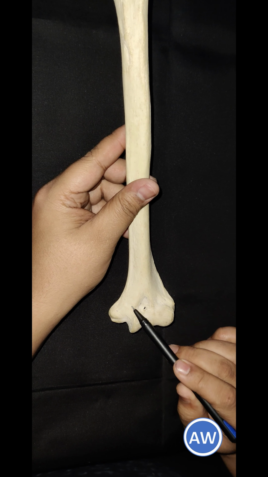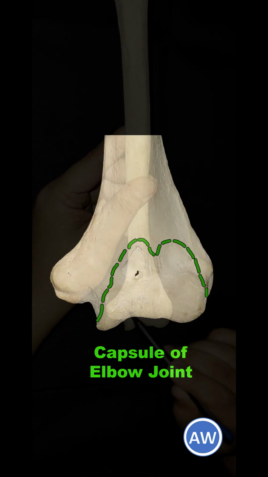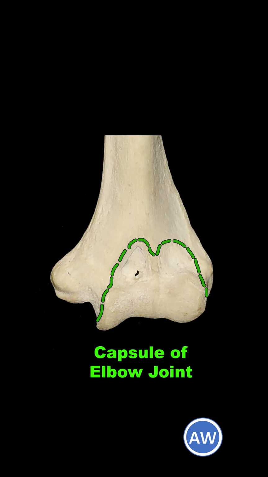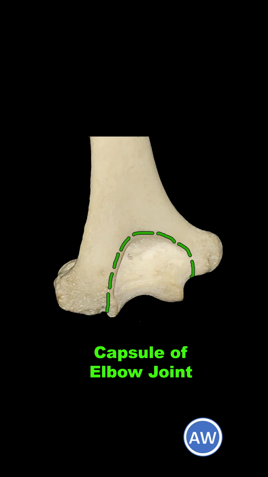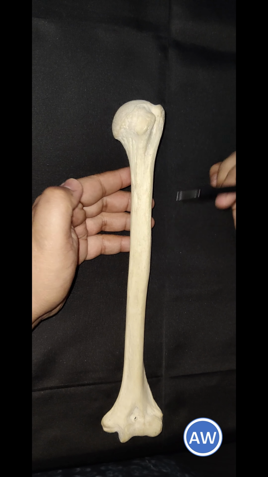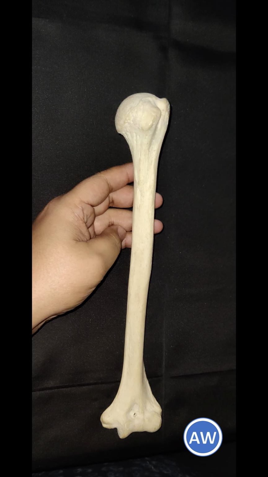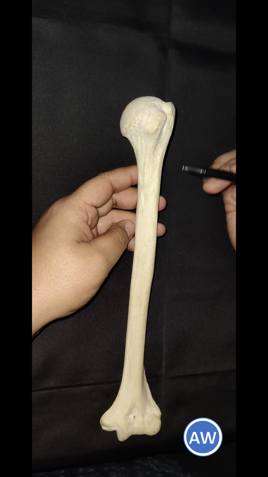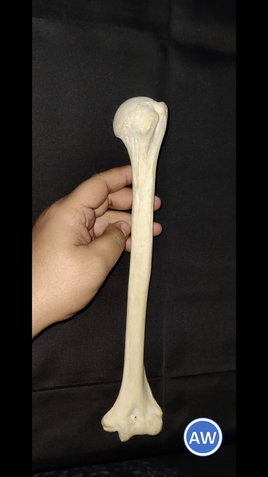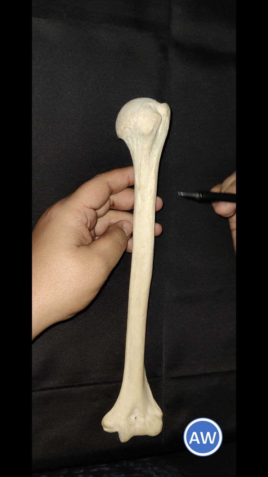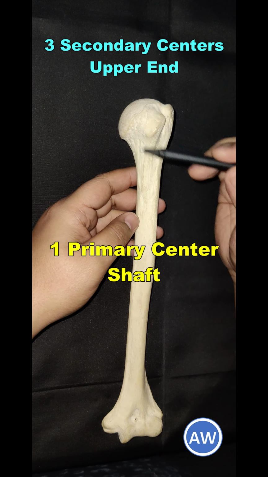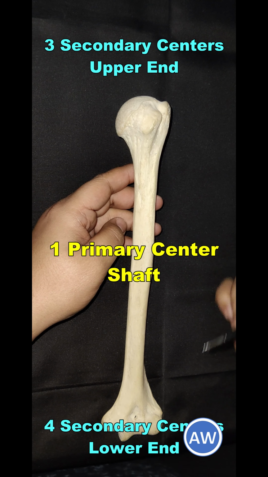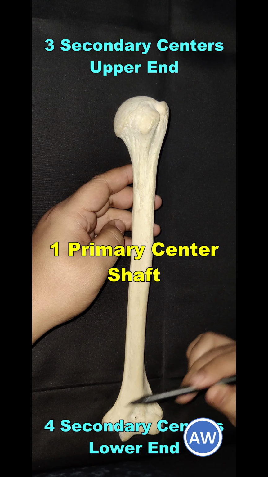The capsule of the elbow joint is attached above the coronoid and the radial fossa anteriorly and above the olecranon fossa posteriorly. Let us talk about the ossification of the humerus. The humerus is ossified by the following ossification centers: one primary center for the shaft, three secondary centers for the upper end, and four secondary centers for the lower end.